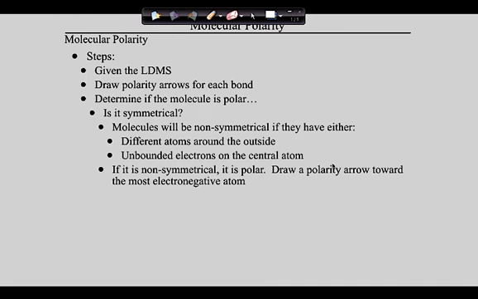Now, if either one of these things is true, if they either have different types of atoms around the outside, or if they have unbonded electrons, they will be non-symmetrical. And if that's the case, they'll be polar. And what you will do then is draw a polarity arrow towards the most electronegative atom. Now, if neither of those is true and the molecule is symmetrical, it will be nonpolar, and you'll just label it as nonpolar. So keeping these ideas in mind, let's look at some examples.